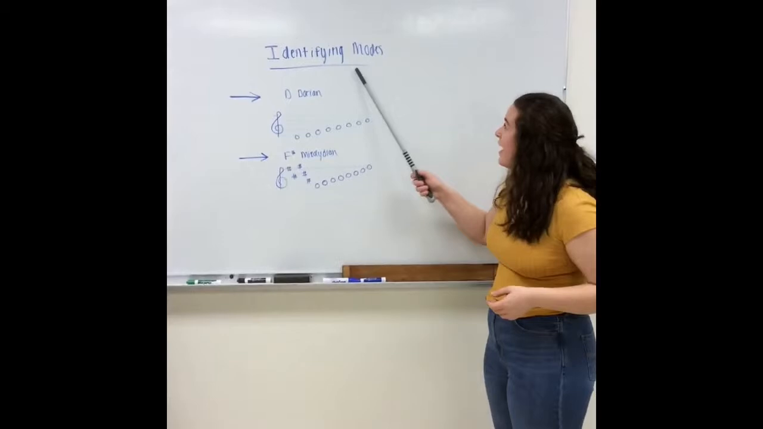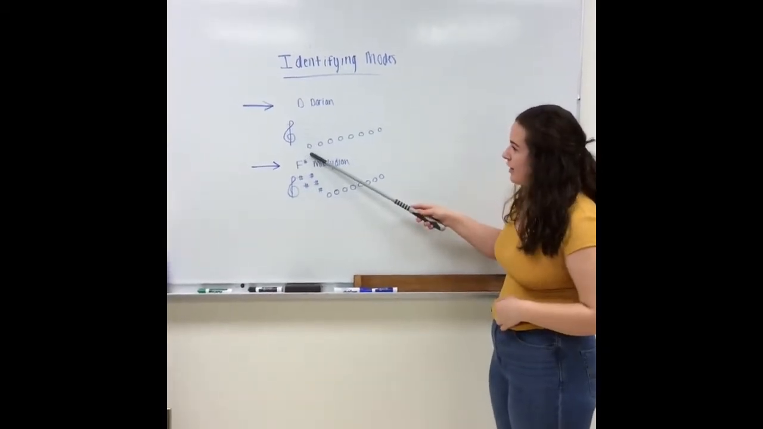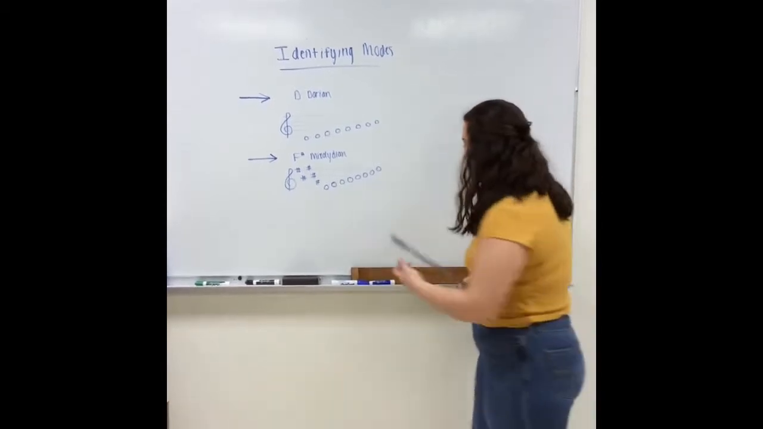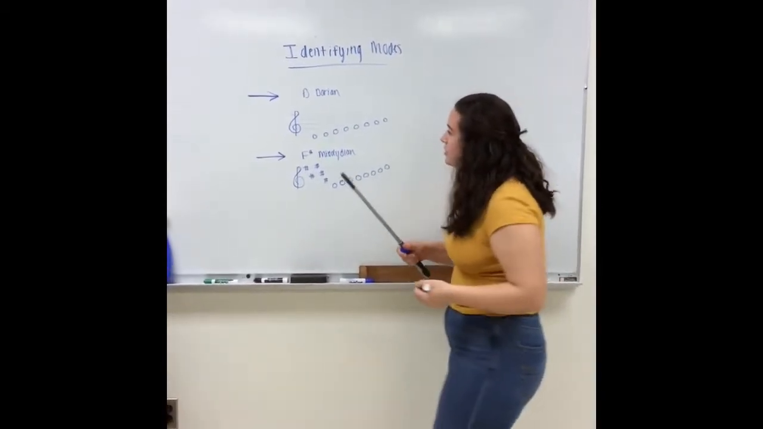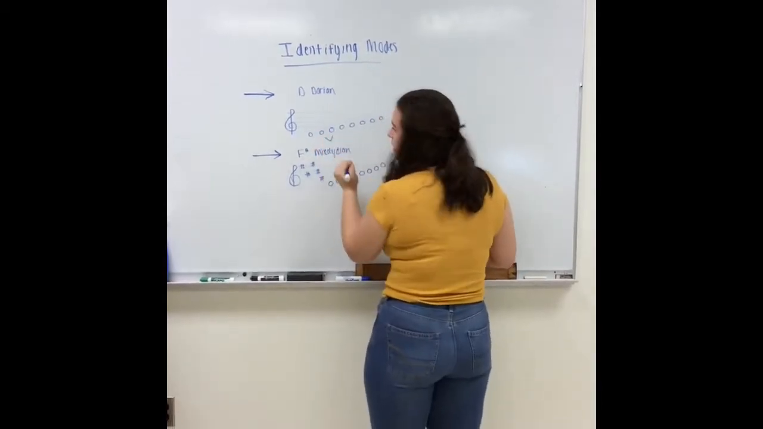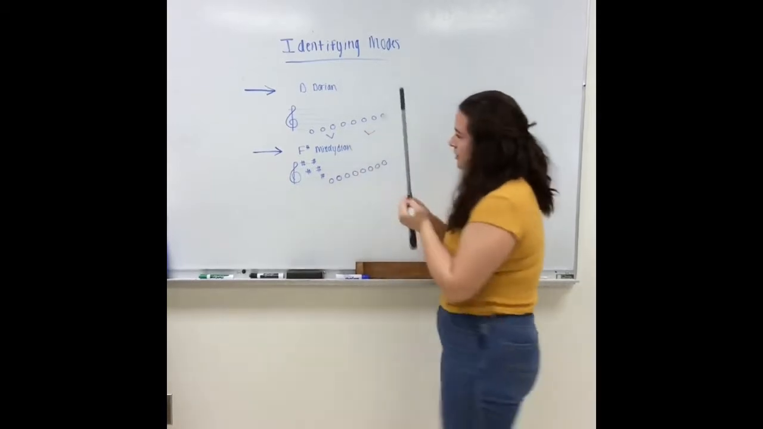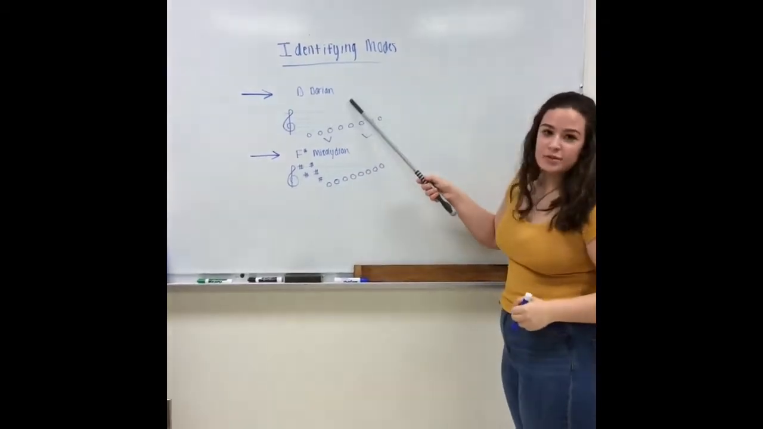So when you're identifying different types of modes, you want to look at the first note in the scale. And then you want to identify wherever the half steps are. So, in this case, the half steps are between 2 and 3, as well as 6 and 7. This would make it the D Dorian.